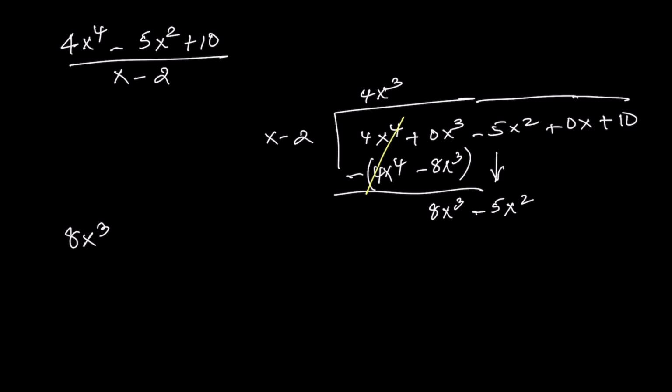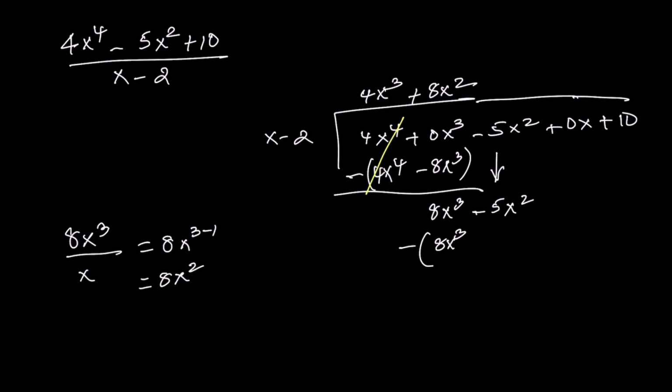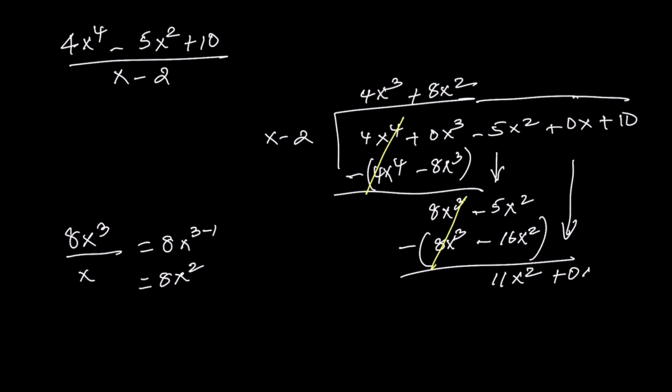Next, divide 8x cubed by x, giving 8x squared. Before multiplying, place a negative sign in front of the parentheses. Multiply 8x squared by x minus 2, giving 8x cubed minus 16x squared. Subtract. The cubic terms cancel. Negative 5x squared minus negative 16x squared becomes positive 11x squared. Bring down 0x.